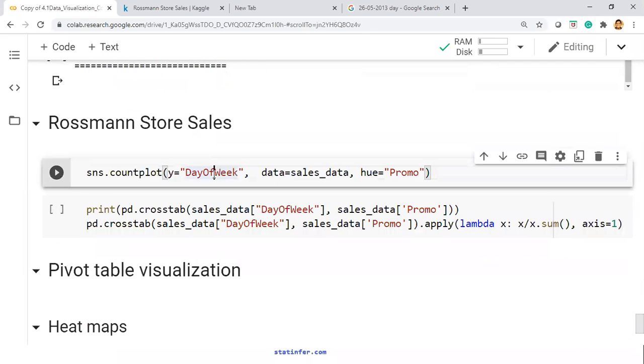The one that I'm interested in is promotion and day of the week. I want you to tell me whether those two are related or not. You can create the cross tab or you can create the simple count plot. You have to tell me the answer. All of you. I'll wait for you.